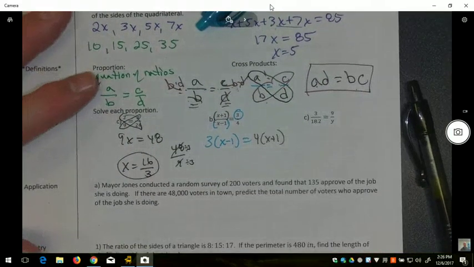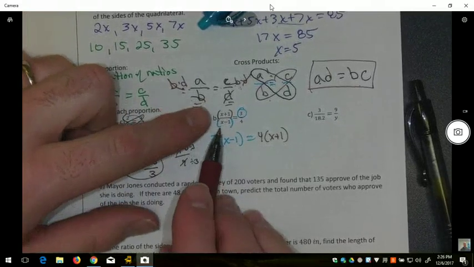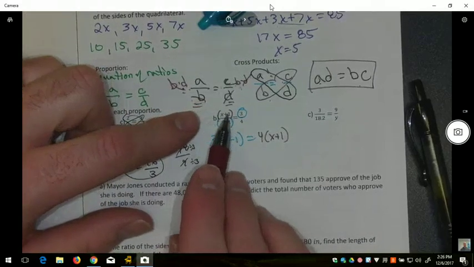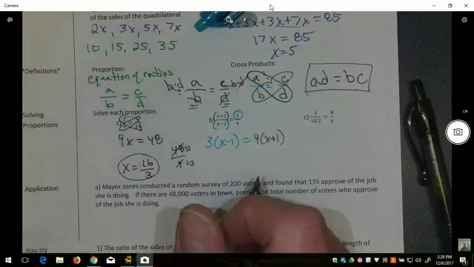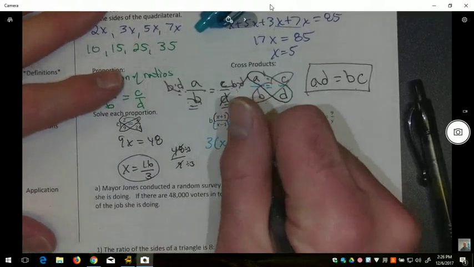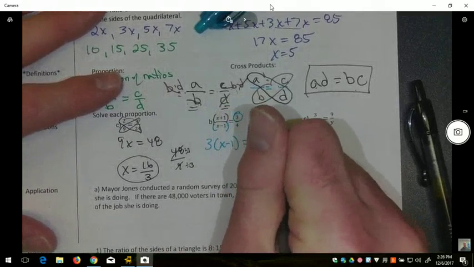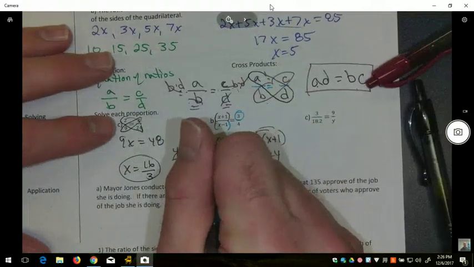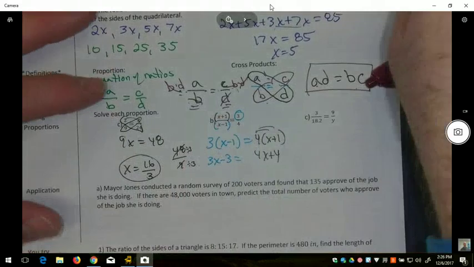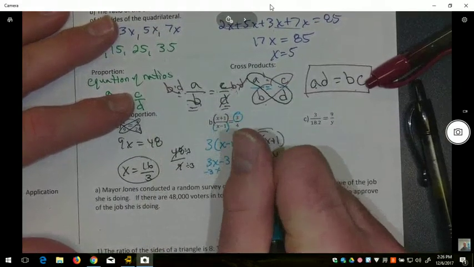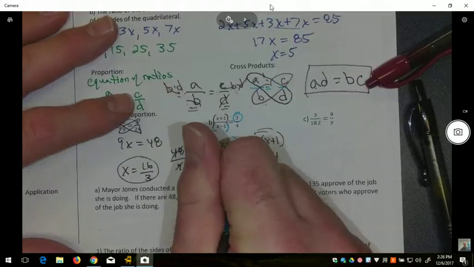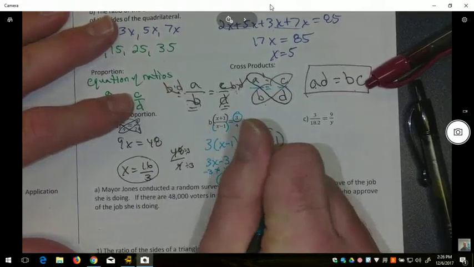Make sure that at this point we distribute. That's why we wanted to put parentheses around any factors or expressions that involve more than one term when they're written as a proportion. Distributing the 4 gives us 4x plus 4. Distributing the 3 gives us 3x minus 3. Now we get our x's to one side by subtracting 3x. And by subtracting 4, we get that x is negative 7.